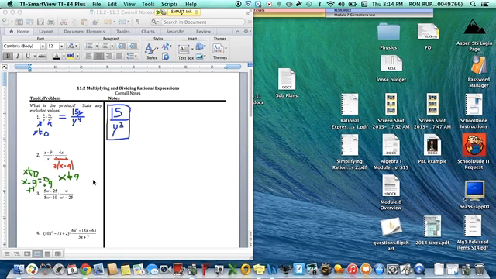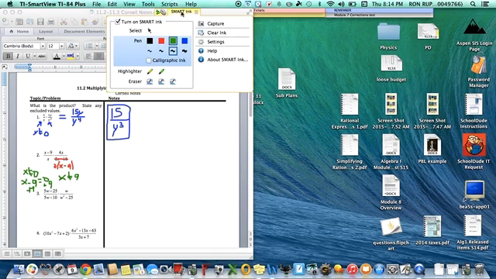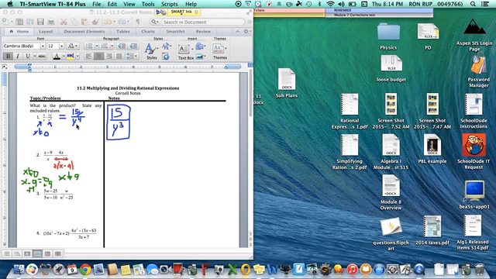Alright, so now that we found our excluded values, we can do one of two things. We can multiply straight across and then simplify, which is what we did up here. So let's try that. X minus 9 times 4x. Well, 4x times x is 4x squared, and 4x times negative 9 is negative 36x.